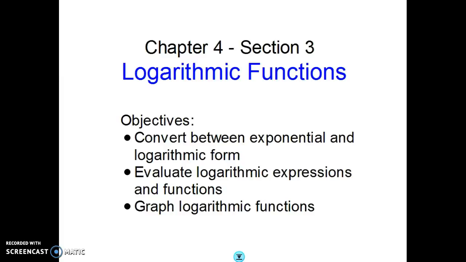In this video series, we'll be discussing logarithmic functions. This is Chapter 4, Section 3 in your Algebra 2 textbook, and our primary objectives are going to be to convert between exponential and logarithmic form, evaluate logarithmic expressions, and graph logarithmic expressions.